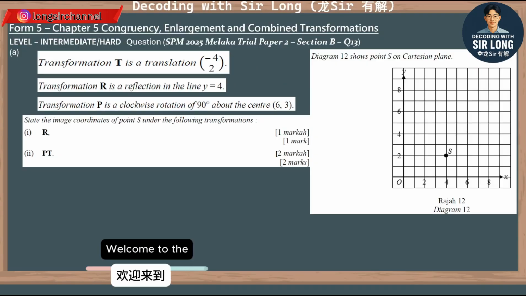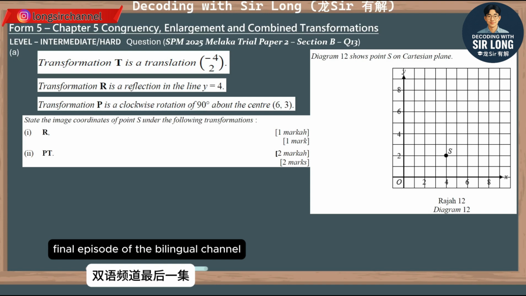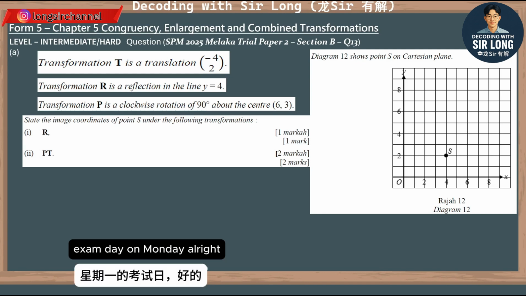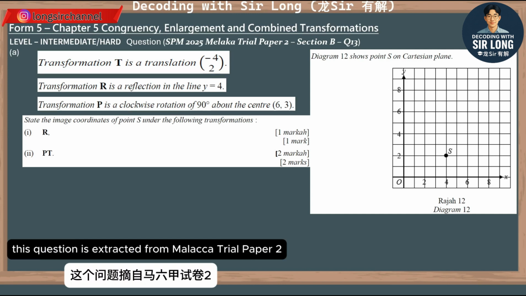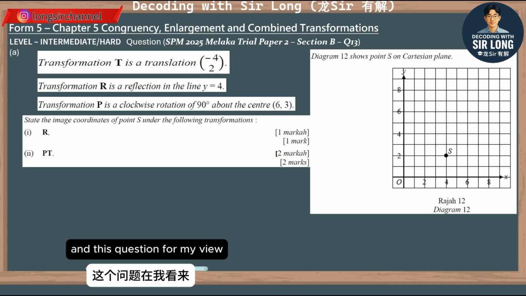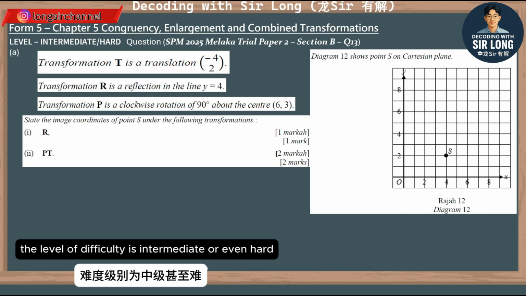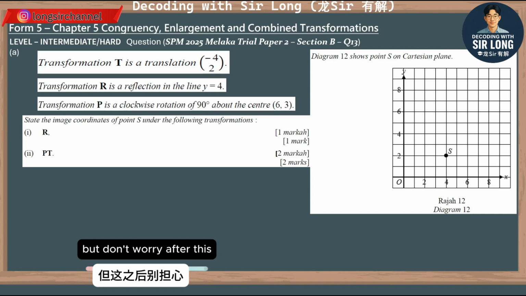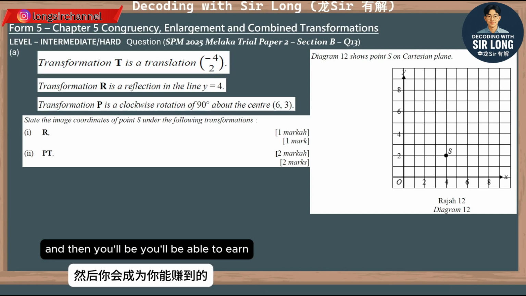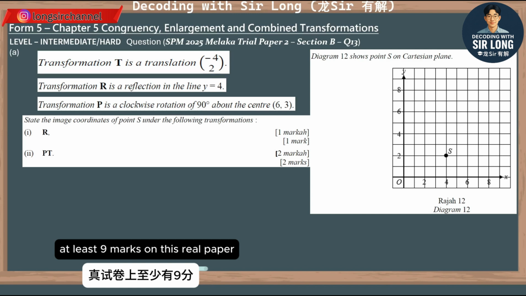Alright, all of you, welcome to the final episode of the bilingual channel Decoding Long. Long is still here to help you all do the final revision before the exam date on Monday. Alright, this question is extracted from Malacca Trial Paper 2 under Section B. The question number is 13. And this question, in my view, the level of difficulty is intermediate or even hard. But don't worry, after this, you'll know how to solve this question and you'll be able to earn at least 9 marks on this real paper.